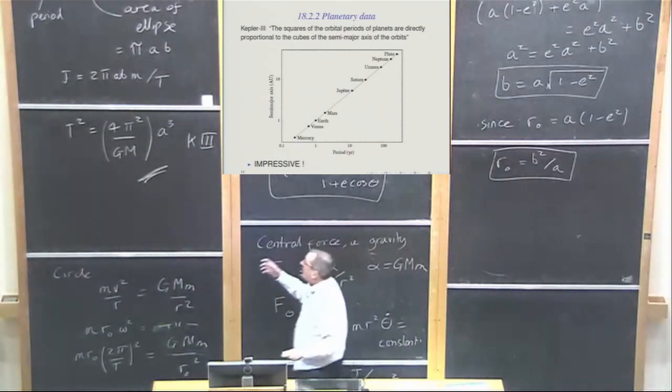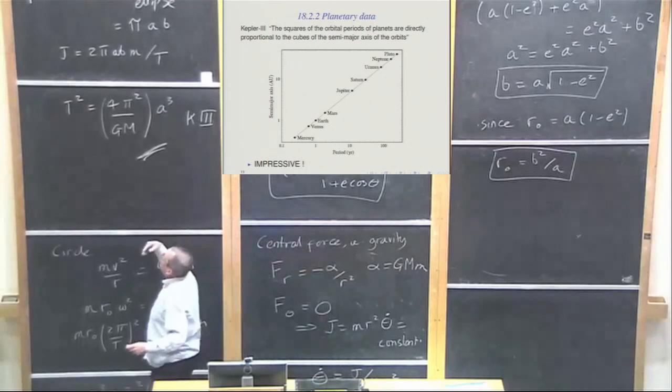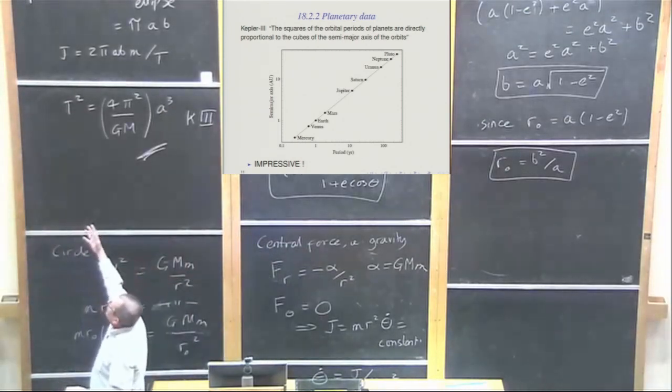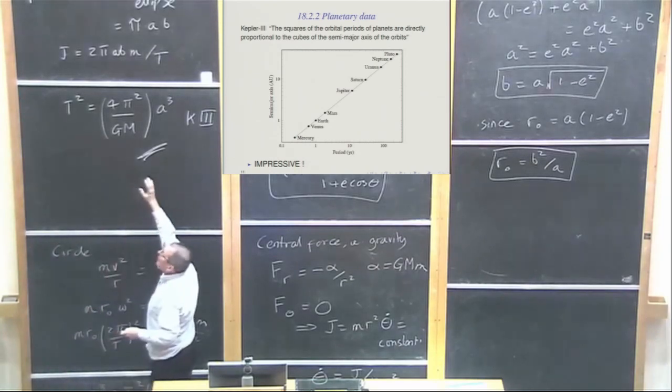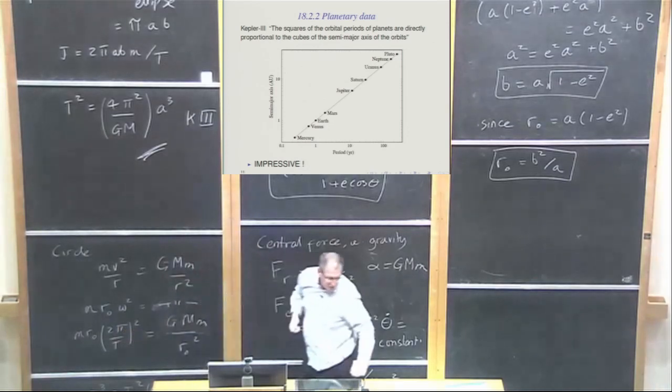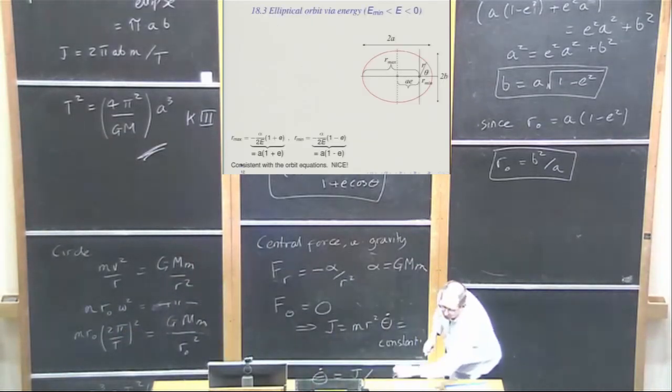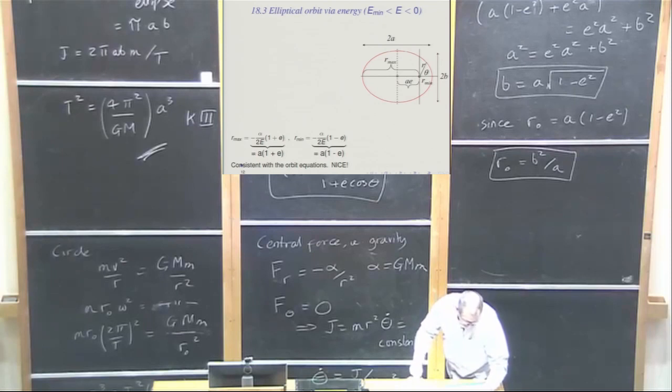Just historically, of course, we know what happened. Kepler got this relationship just by looking at the data and observing that this relation existed. He had no idea where the relation came from. That was shown by Newton.